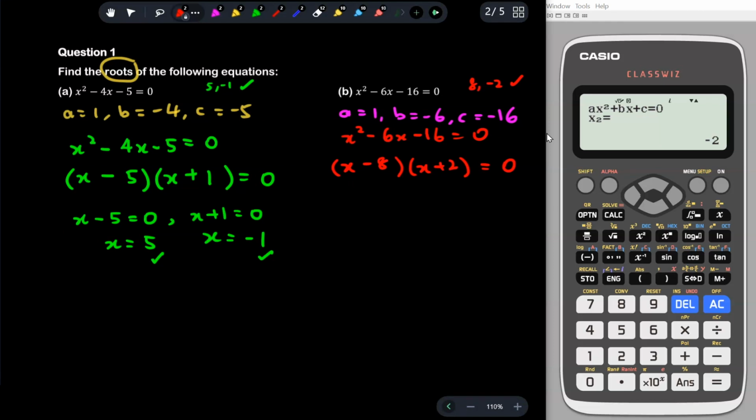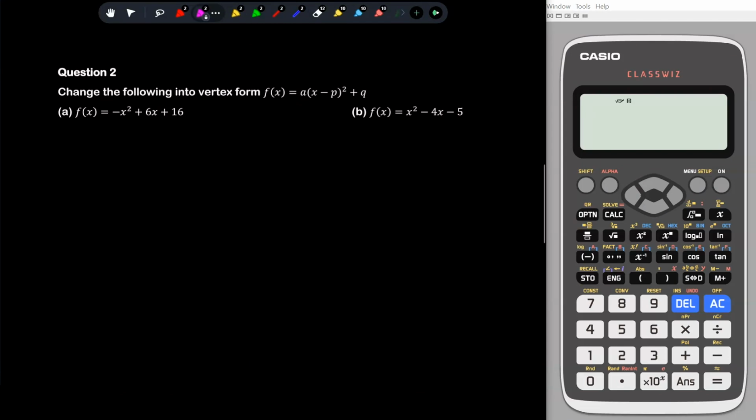So to find the roots, we take the first bracket equals to 0. So x minus 8 equals to 0, so x is equal to 8. Okay, and then we take the second bracket equals to 0, so x is equal to negative 2. So the roots of the equation are 8 and negative 2.